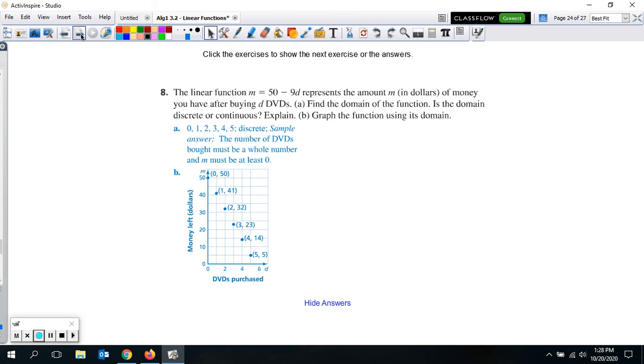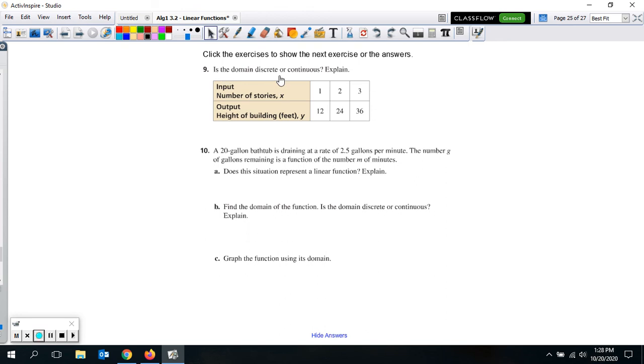Let's look at 9 and 10, and then you'll be done. Again, you don't need to write these down. Just watch them. I just want you to see them. So number 9, is this a discrete or continuous function? We got the number of stories of a building, and then the height of a building. So 1 story, it's 12 feet high, 2 stories, 24, 3 stories, 36. Are we going to be able to have a partial story of a building? Most likely not. So this would definitely be a discrete function. Numbers of stories must be a whole number. You can't have a fraction of a story on a building.